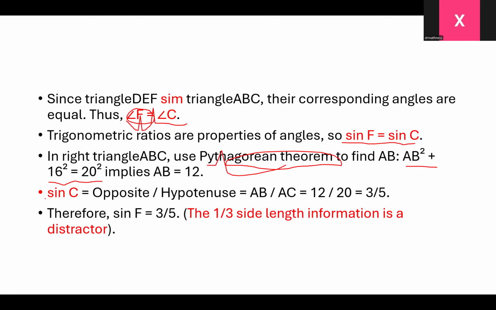And then we rely on the solution of sin C, calculate the value here, and then we know that sin C is exactly the same as sin A, right? And we know that we didn't use a hint: the 1 divided by 3 side length information is a distractor, right? We do not need that since sin F is always the same as sin C, right?